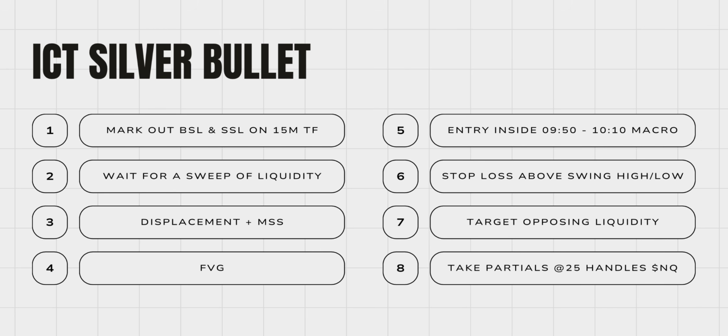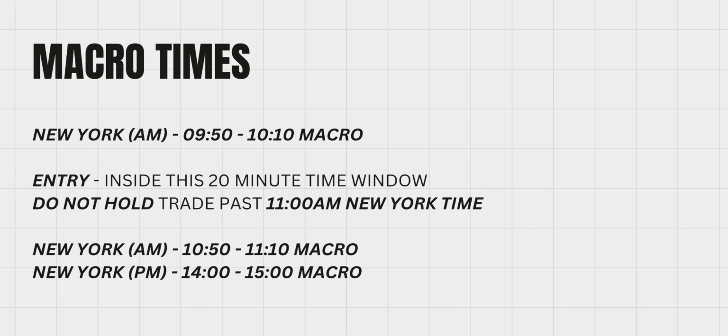Now you want to enter inside of the 9:50 to 10:10 macro. Stop loss above swing high or low. Target opposing liquidity, then you take partials at 25 handles, 50% of your trade goes off. You move your stops to a swing low or swing high, and then you target the opposing liquidity. Okay, so now let's go over macro times. The strategy that we are trading is the silver bullet, and this occurs between the 9:50 and 10:10 macro.